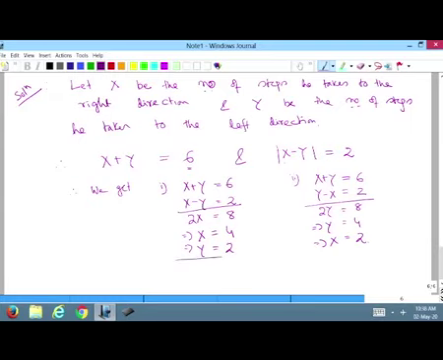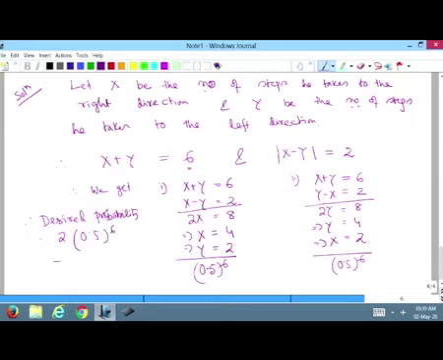So, this probability is 0.5 to the power 6. Similarly, this also has probability 0.5 to the power 6. Therefore, the desired probability is equal to 2 times 0.5 to the power 6, which is equal to 0.5 to the power 5. So, that is the answer.